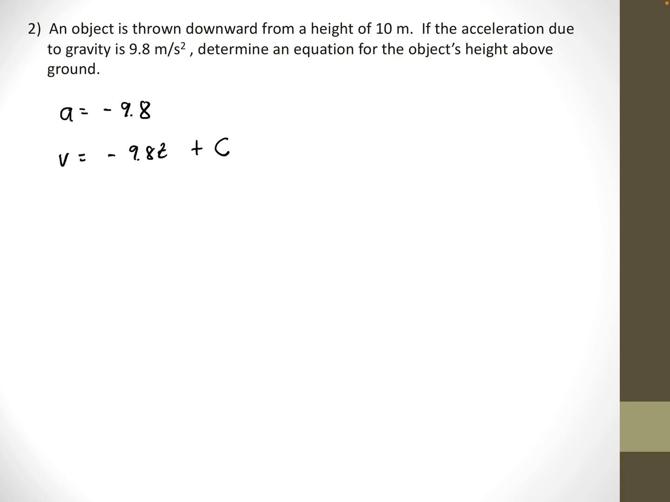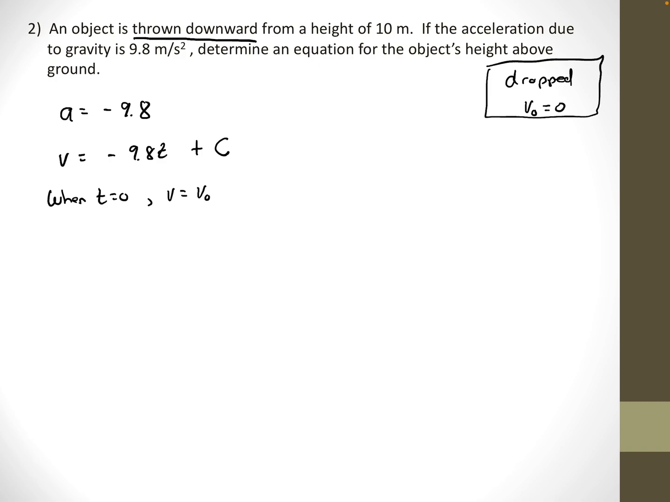Now, in this particular question, I'm going to get all touchy about the physics here, but it says thrown downwards, not dropped. See, if it had said dropped, then I would have known that the initial velocity was 0. But it didn't say that. So there's some initial velocity that it got thrown down at. So what I'm going to say here is that when t equals 0, the velocity is equal to some v naught that they didn't tell me in this question. So I'm sort of stuck with this v naught.